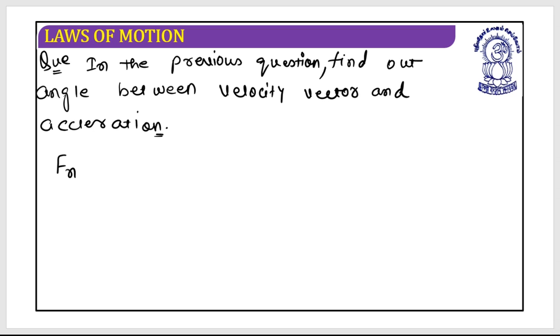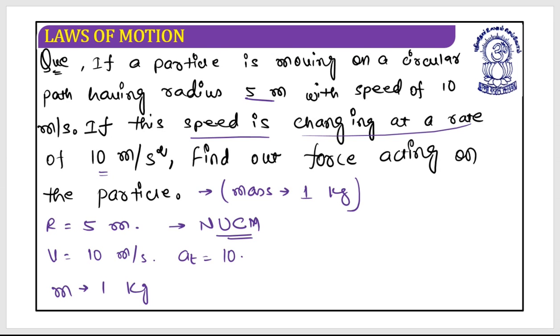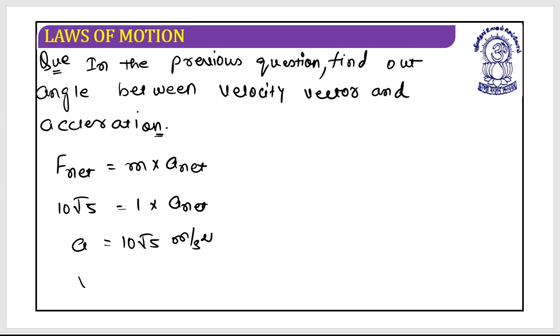So in the previous, I calculated F net is equal to m multiplied by a net. The F net was 10 root 5, mass was 1, so acceleration a net would be equal to 10 root 5 meter per second square. What was my velocity? Let's just check it out. The velocity was 10 meter per second.